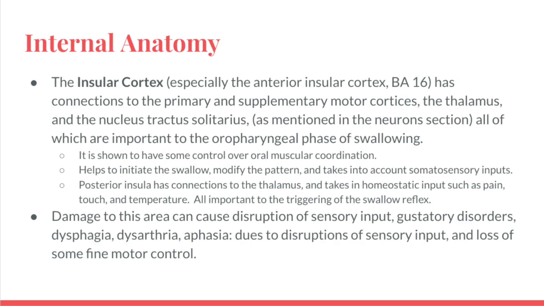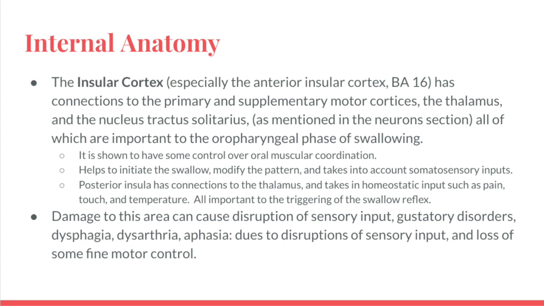The next subcortical area is the insular cortex, especially the anterior insular cortex, which is around BA16. It has connections to the primary and supplementary motor cortices, the thalamus, and the nucleus tractus solitarius, which was mentioned in the neuron section, all of which are important to the oropharyngeal phase of swallowing. It is shown to have some control over oral muscular coordination. It helps to initiate the swallow, modify the pattern, and takes into account the somatosensory inputs.